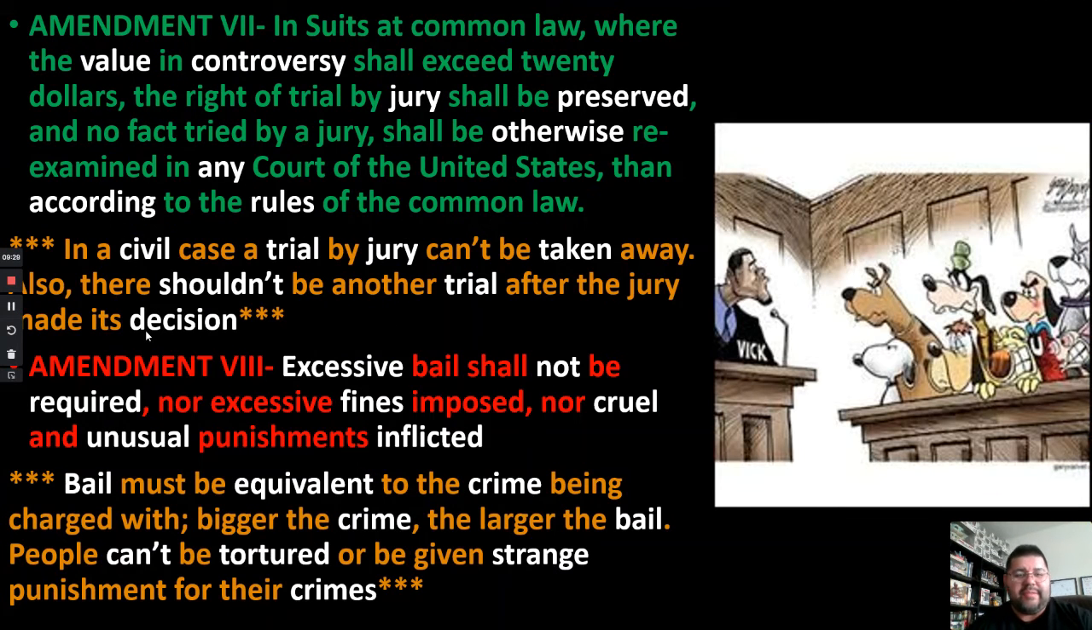Now, the Seventh Amendment. In suits at common law where the value of controversy shall exceed $20, the right of trial by jury shall be preserved, and no fact tried by a jury shall be otherwise re-examined in any court of the United States than according to the rules of the common law. All right, so the first part, you get the right to a trial by jury. Okay, you do. They can't say, "Well, no, we're not going to have any jury for this crime."